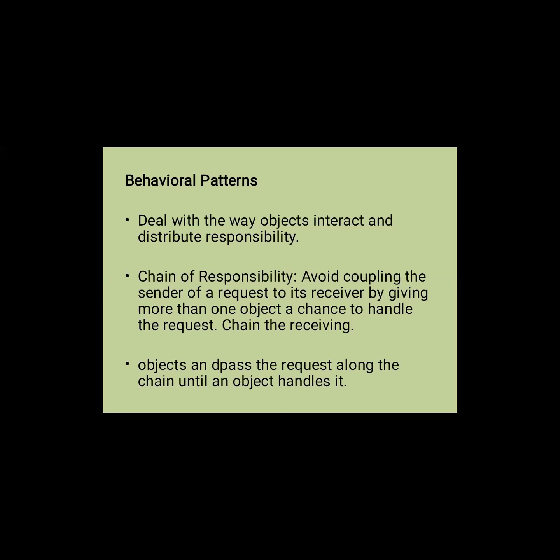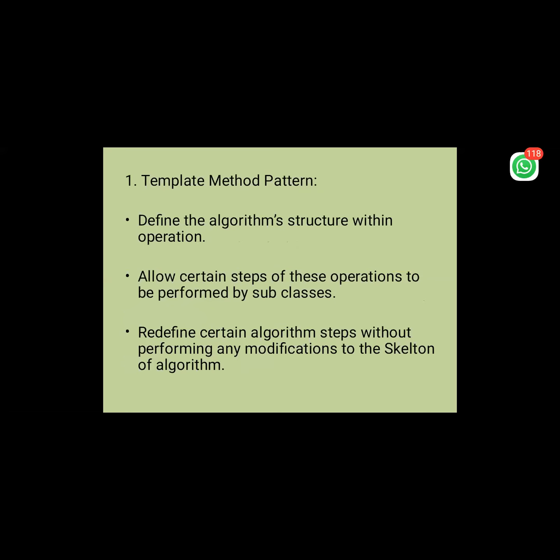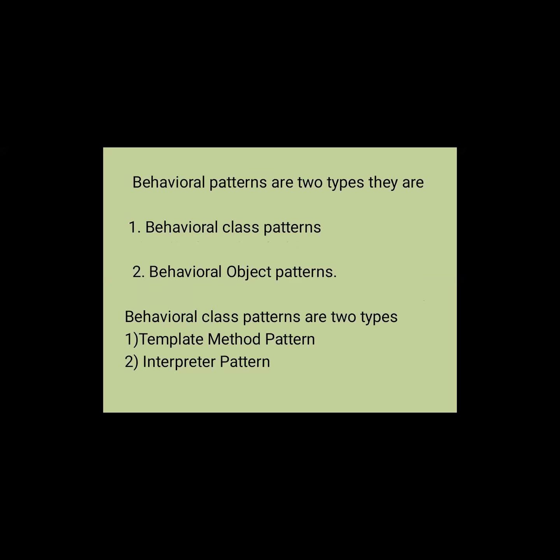Objects can pass the request along the chain until an object handles it. Now, behavioral patterns are of two types: behavioral class patterns and behavioral object patterns. Behavioral class patterns can be divided into two types: the template method pattern and the interpreter pattern. We'll discuss what is what. First of all, we'll discuss the template method pattern.